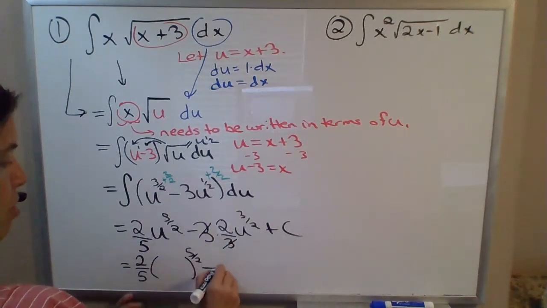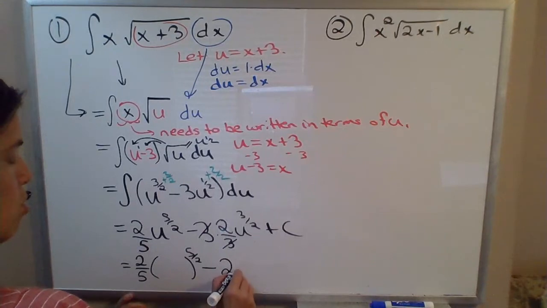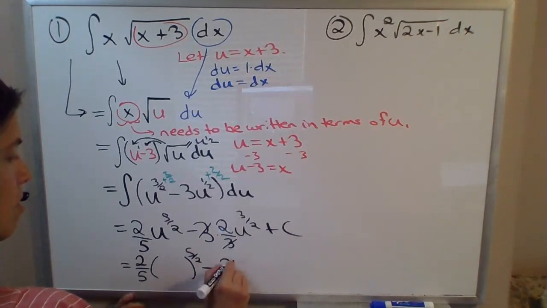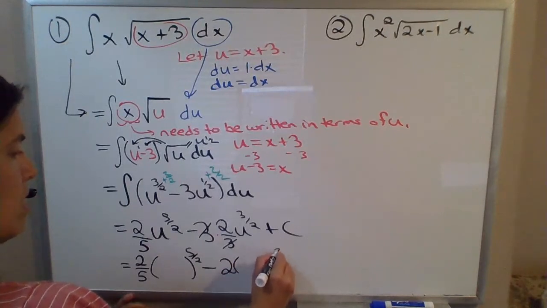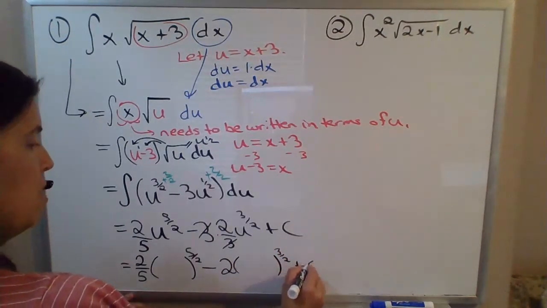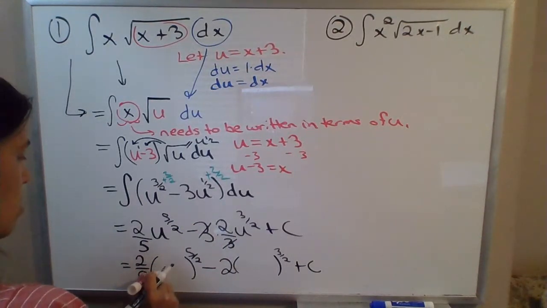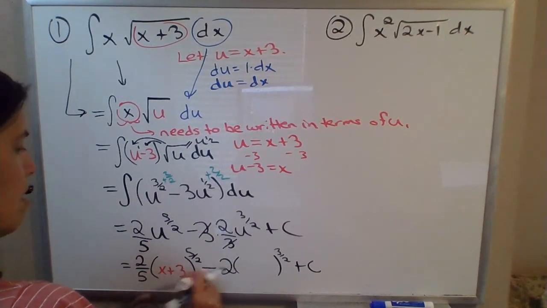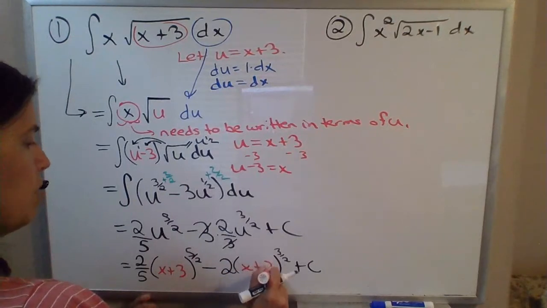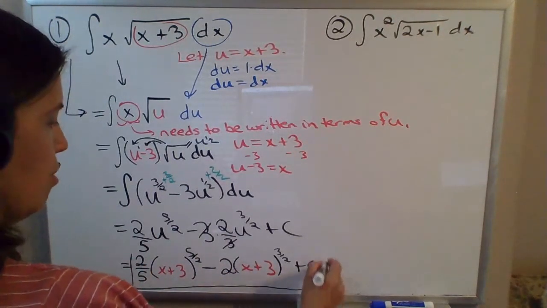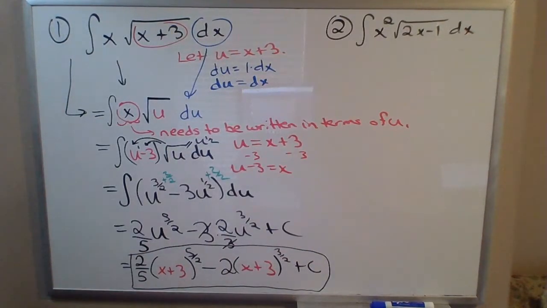Here I can also cancel these 3, so this is minus 2 u, but I'm about to replace that, to the 3/2 plus c. I mean, there is a common factor we could factor out here, but that's not required. So this is x plus 3, u is equal to x plus 3. And this is fine to leave your final answer in that form there. So that's for this first one.